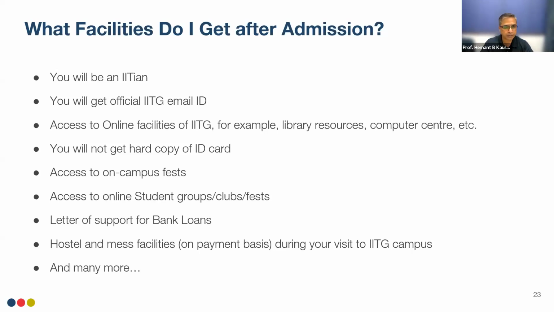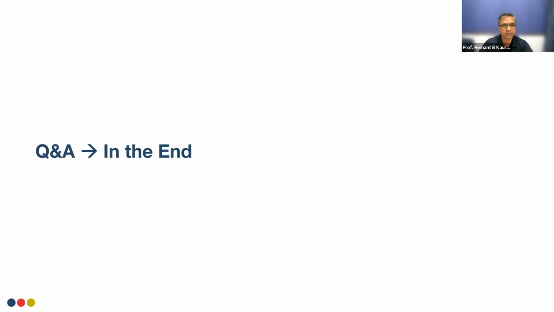You can take part in the online student clubs and fests. If you need bank loans, we'll provide letter of support. Once you visit IITG campus, during your campus immersion program, we'll provide the hostel and mess facilities and many more facilities you will get after the examination.